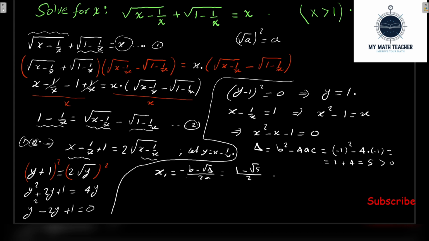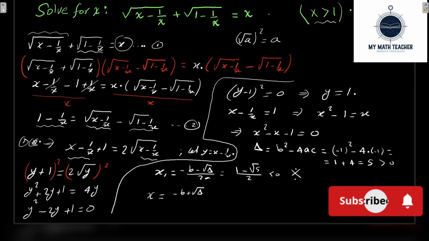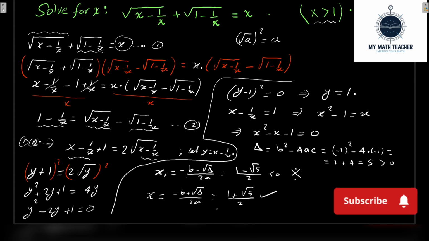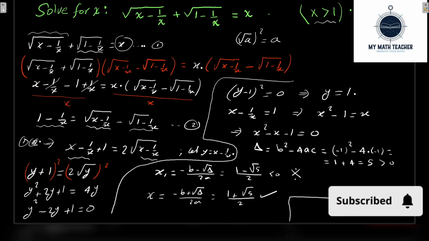But this is negative, and we should have x greater than 1, so this solution is rejected. The other solution, x equals minus b plus radical delta over 2a, which is 1 plus square root of 5 over 2, which is around 1.6, is greater than 1. So this is the accepted solution. So the only solution is x equals 1 plus square root of 5 over 2.